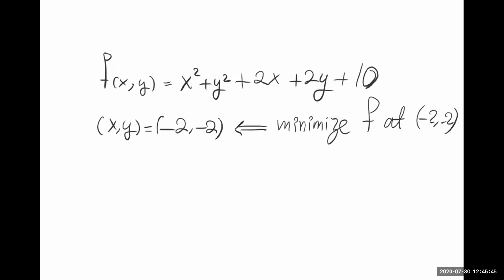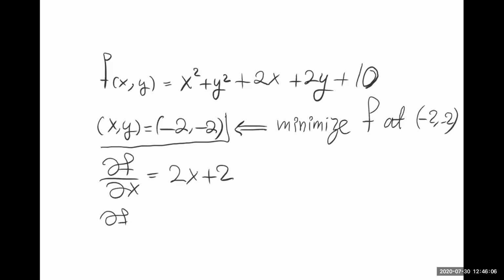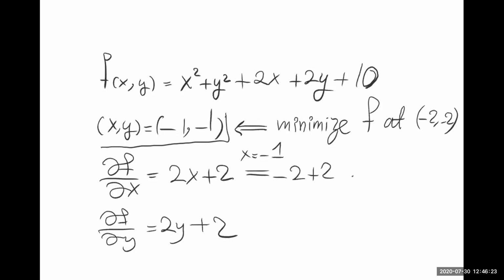So if this is the amount of, say, money you should spend in order to do something, you want to find the minimum value, right? So I'm saying the point which gives you the minimum is -2, -2. In order to check that, we should take derivative. Derivative with respect to x is 2x plus 2. Derivative of f with respect to y is 2y plus 2. At x equals to minus, oh, it's -1, -1. Another silly mistake, sorry. -1, -1. When x is -1, we get -2 plus 2, which is 0. Here we get -2 plus 2, which is 0.